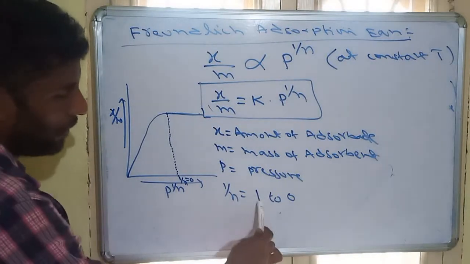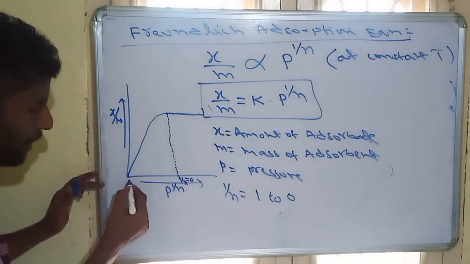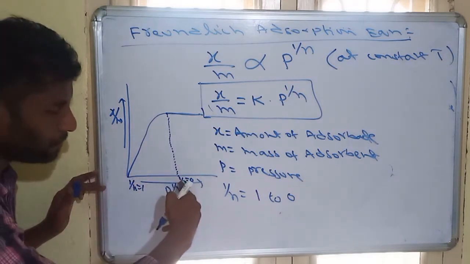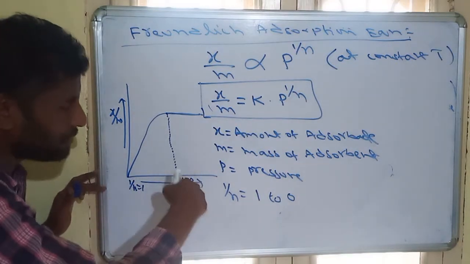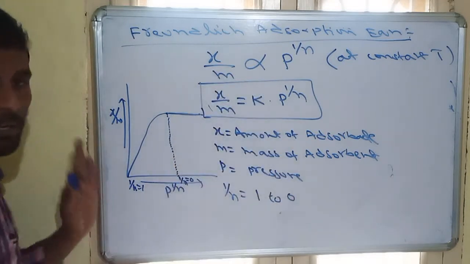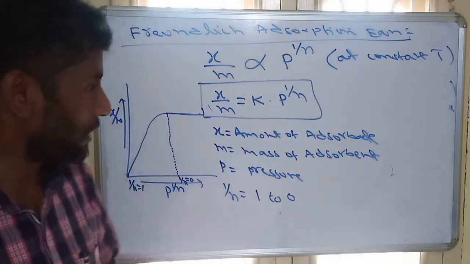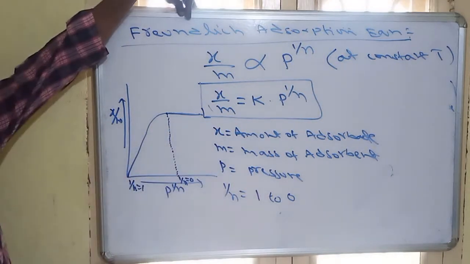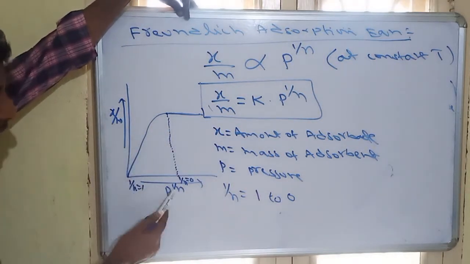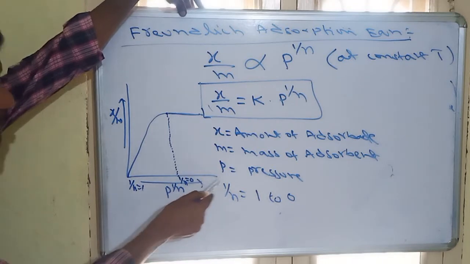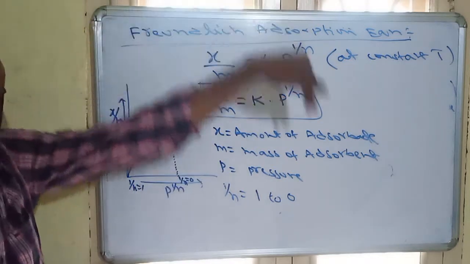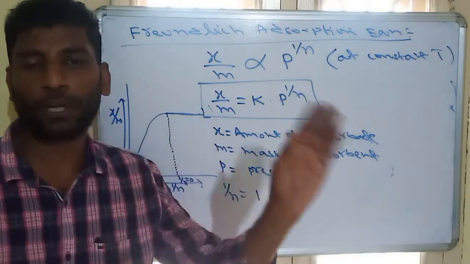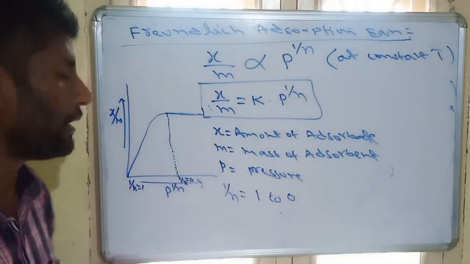This value goes from 1 to 0. Initially 1 by n is equal to 1. But after some time it will become 0. When it becomes 0, adsorption is constant, it is independent of pressure. So that's why the Freundlich equation is only applicable at low pressures. At low pressure, both are directly proportional. But at high pressure, it is independent of pressure. So the drawback of Freundlich is that it is only applicable to low pressure, and not valid under high pressure.